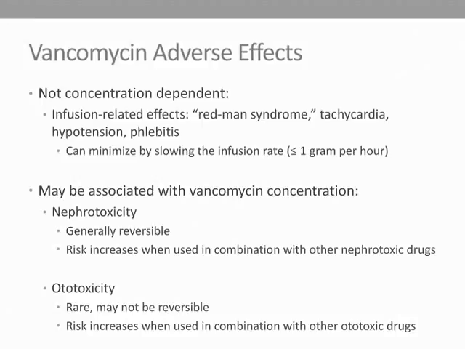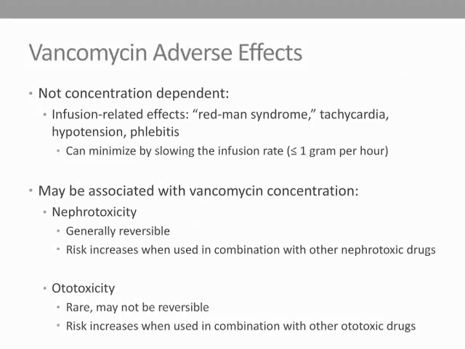Red man syndrome is characterized by pruritus, itching, and erythema over the face, neck, and trunk. This is usually caused by a too rapid infusion of vancomycin. Tachycardia, hypotension, and phlebitis, or irritation and pain at the site of the infusion, may also occur with a rapid infusion. These can be minimized by being sure that vancomycin isn't infused faster than 1 gram per hour. So for example, if the patient is to receive a 2-gram dose, this should be infused over a minimum of 2 hours.